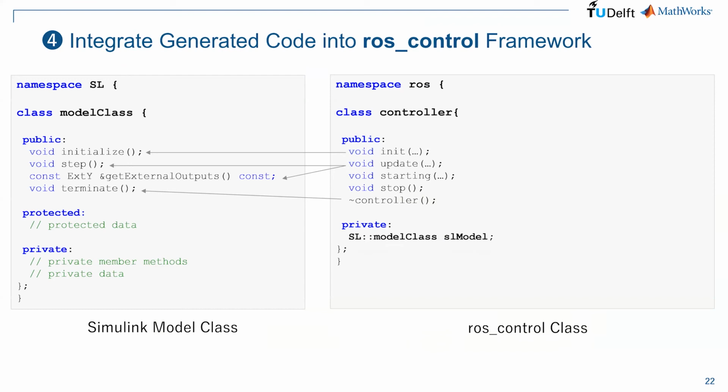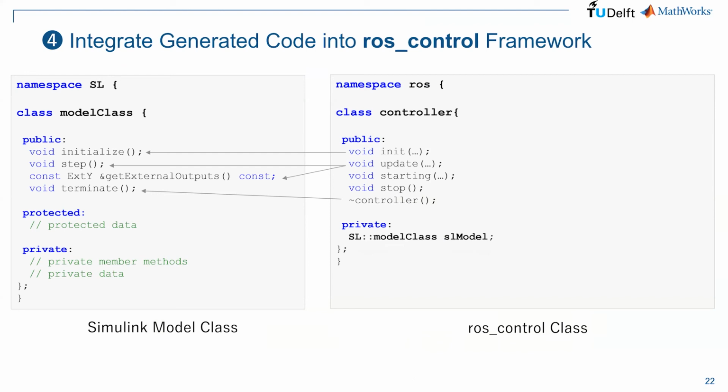So on the left, I greatly simplified the code generated out of the Simulink class. It has methods for initializing the Simulink model and stepping through it. Step means one controller update. You also have the terminate method and then the methods to access the outputs of the controller.